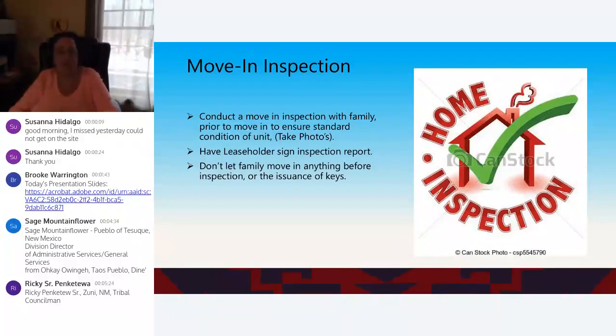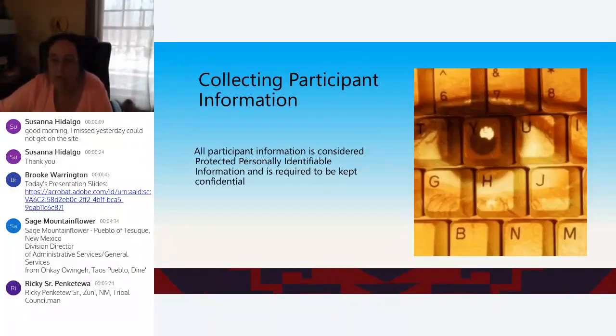Have your leaseholders sign your inspection reports. Don't move in anything before the inspection or the issuance of the keys. When your maintenance people go into a unit and you ever see damage, okay, have them pick up the phone. When you have an iPhone, have the other guy take a picture of the iPhone. It's got the date, it's got the time on it, next to whatever. This is when we discovered it. We had them videotape the inspections, and then we keep them on file. No, this is not the way that you got the unit. Here's the video. That will save you in the long run.